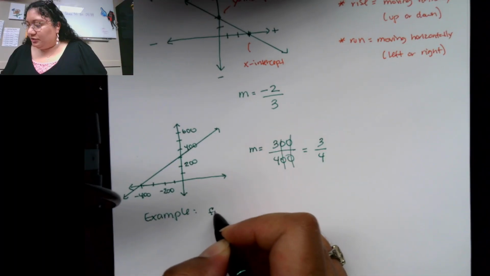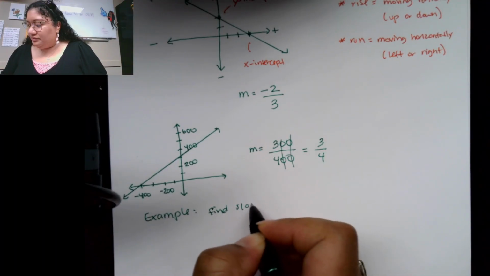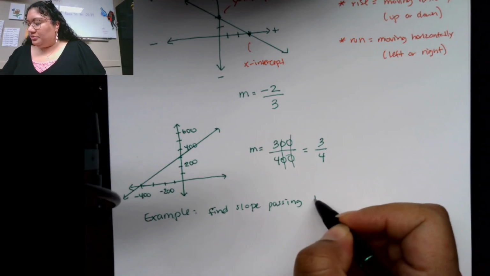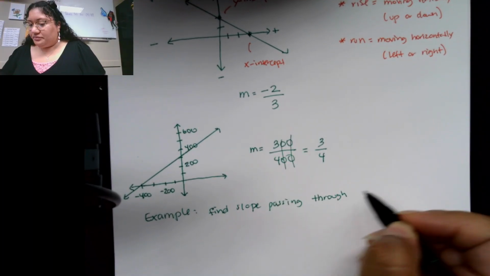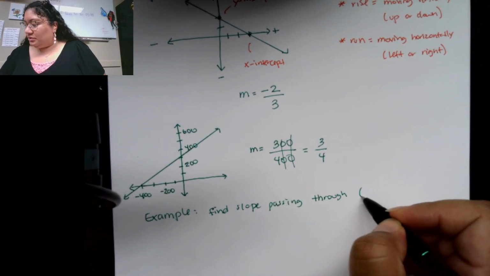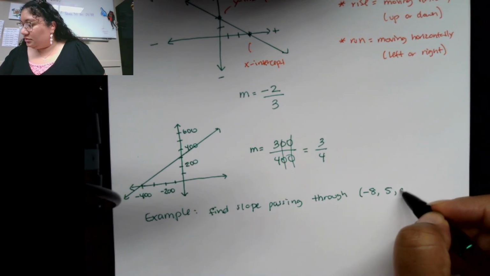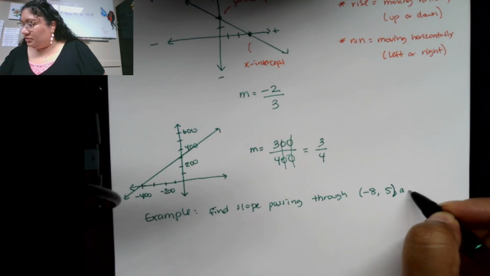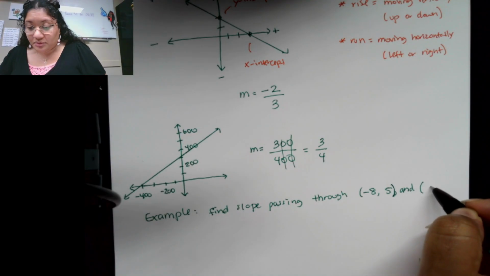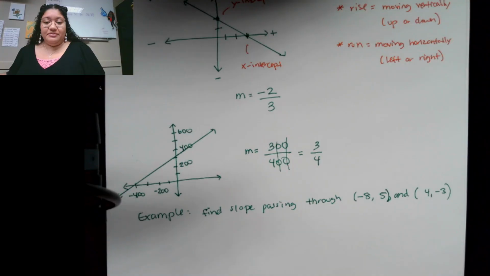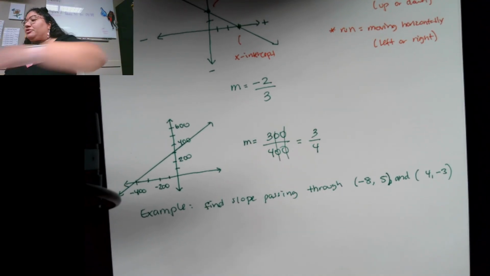So, find the slope passing through... So it's passing through negative 8, 5 and 4, negative 3.